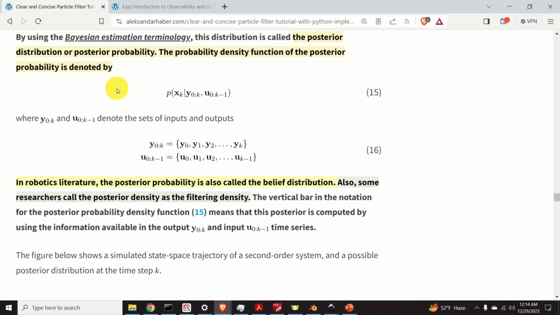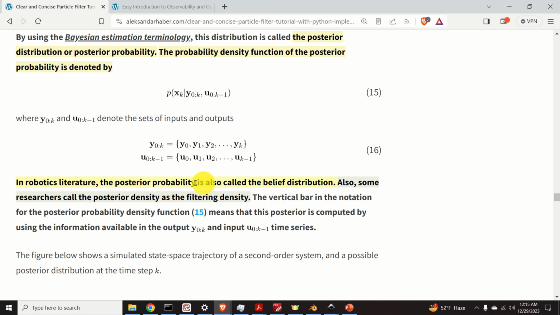The probability density function of the posterior probability is denoted like this, where this notation and this notation denote the sets of inputs and outputs. The set of outputs is defined like this. It starts from y0 and includes all the elements, that is, all the outputs until yk. On the other hand, the set of inputs is defined like this. It starts from u0 and includes all inputs until uk minus 1.